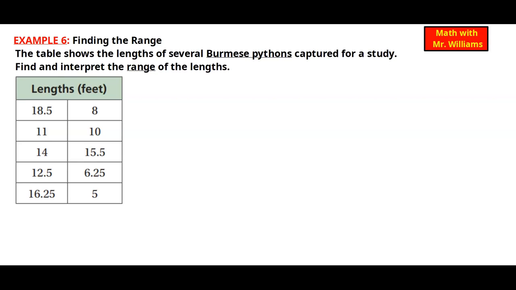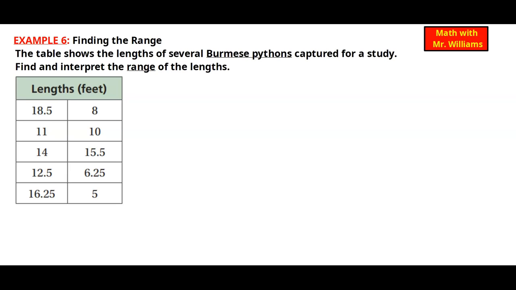Math with Mr. Williams, example 6. Finding the range. The table shows the lengths of several Burmese pythons captured for a study. Find and interpret the range of the lengths. Okay, so the first thing you want to do is order our numbers from least to greatest values. So let's go ahead and do that.